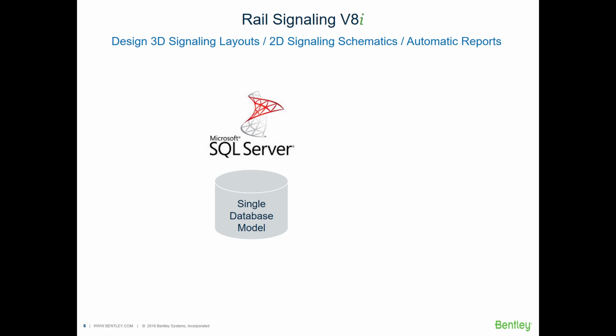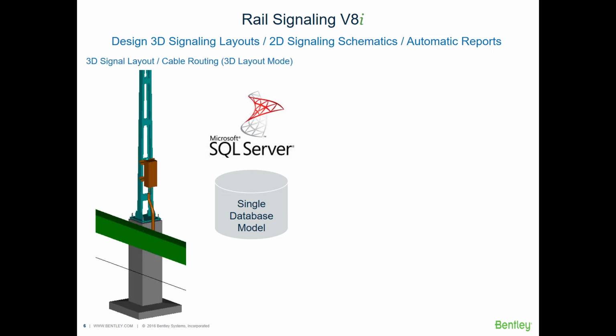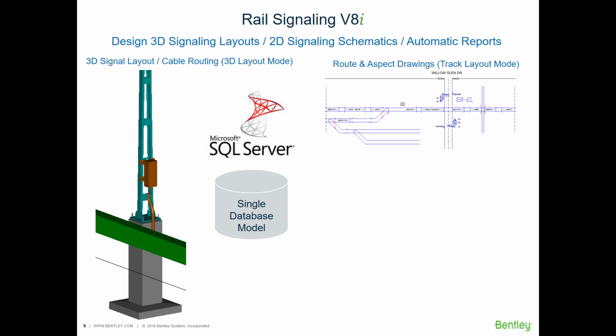We do have a centralized database where we store all the project data. And we also have a concept which we call modes. If you simplify it a little bit, a mode is a particular type of document or model. So we have a 3D layout mode, where we build up a 3D model of the railway corridor. We also have a track layout mode, which is the route and aspect drawing, or instruction drawing, or your scheme plan, where the track is normally represented as a straight line.